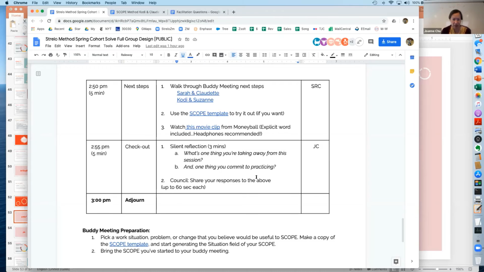We, again, are going to be modeling different processes. So a little silent reflection, probably not 3 minutes, more like 2 minutes. What's one thing you're taking away from this session? And what's one thing you commit to practicing? And probably just look up so I can see that you're ready to go. And then we'll report out. One thing I'm committed to practicing, one thing I'm taking away.